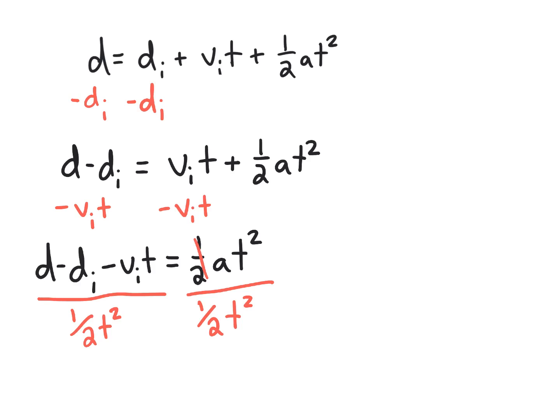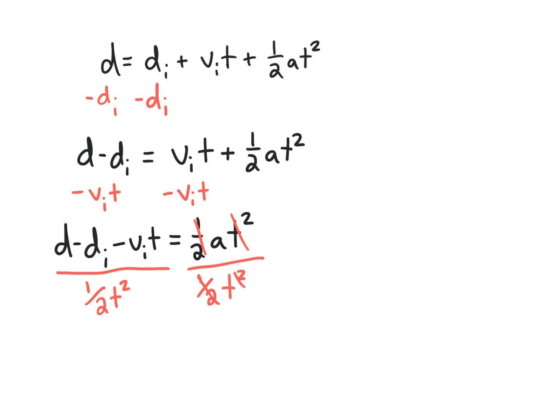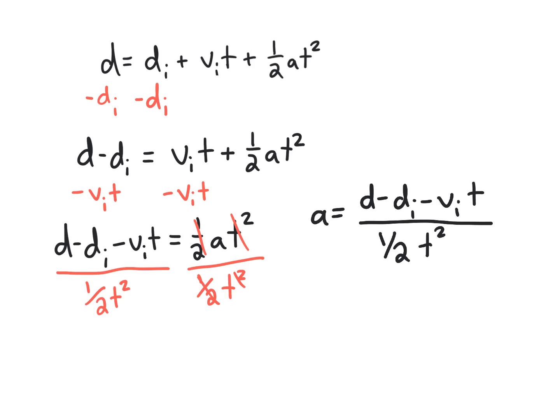And that will cancel out my half and my t squared. So I'll just have a all by itself, and I'll get a equals d minus d sub I minus v sub I times t divided by half of t squared. And I can do more algebra manipulation, move things around.